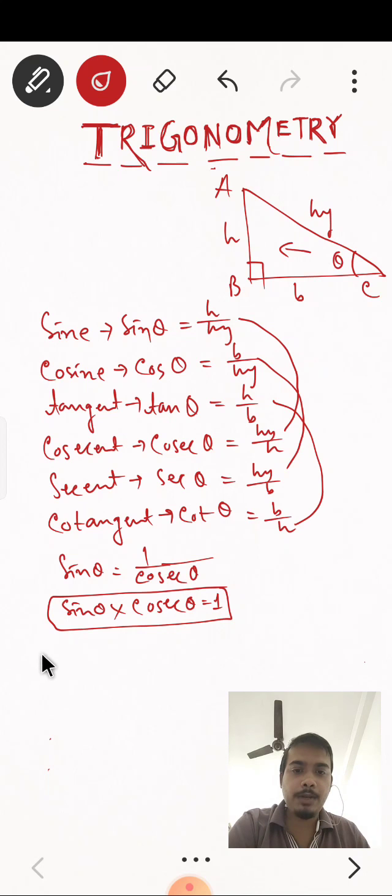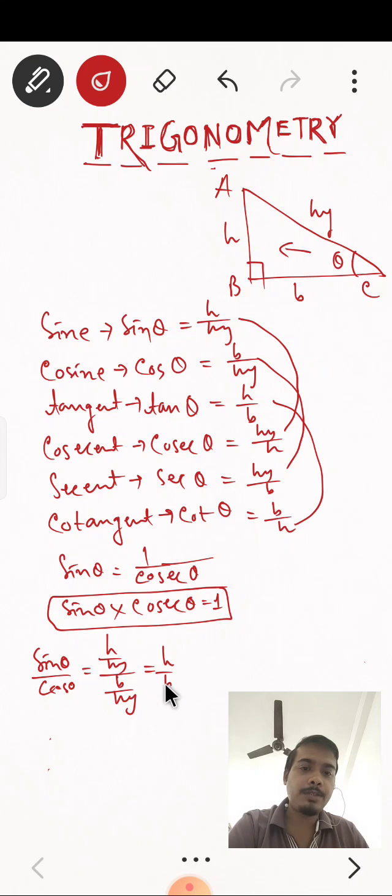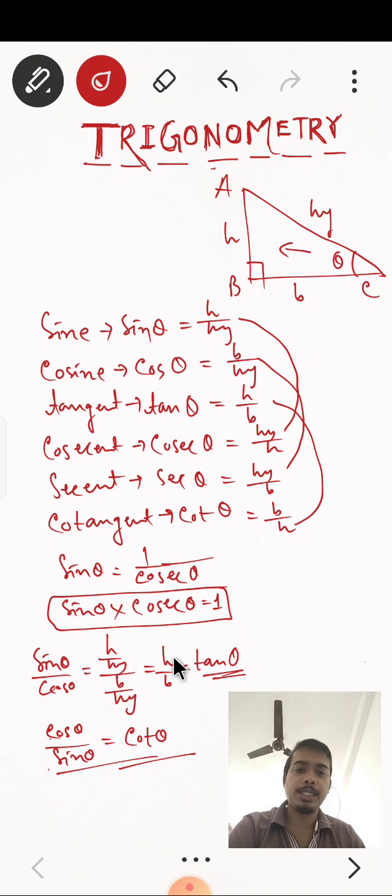Now if we calculate sin theta by cos theta, what will we find? We find sin theta is height by hypo, cos theta is base by hypo, so height by base, which is tan theta. So sin theta by cos theta equals tan theta. Similarly, if we calculate cos theta by sin theta, we will get cot theta. These two are very important relations.